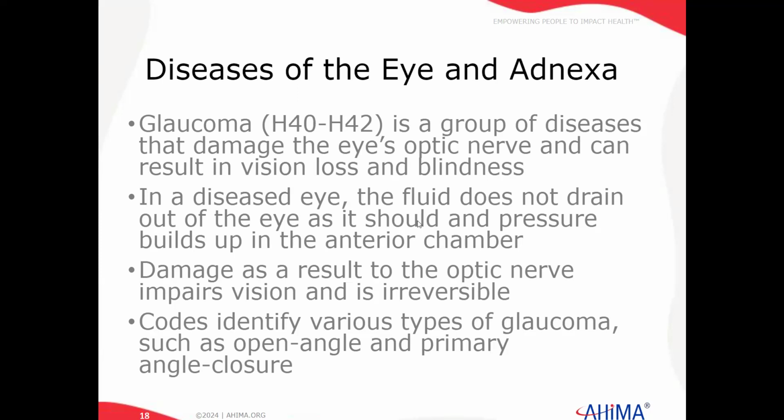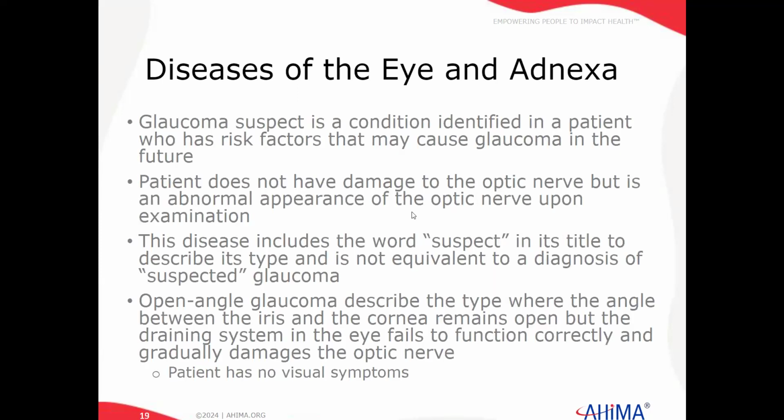It can be described as open angle, primary open angle, and others. And anything that we do, this is the puff test that they do. So patients are at higher risk due to age, other factors. Sometimes we don't have damage to the optic nerve, but you'll see terms that have suspect, suspected. Those are entirely different conditions, so please be careful as you go through these.